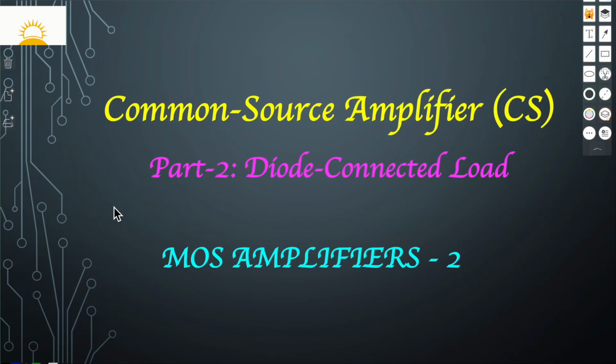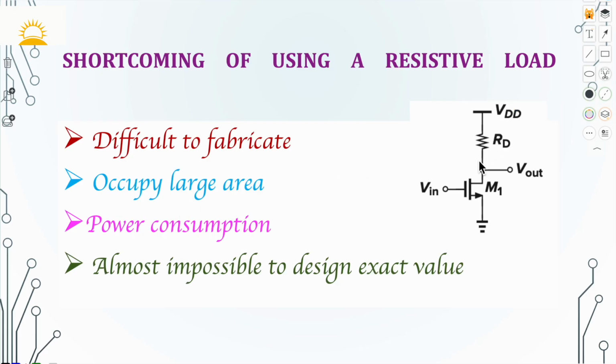Welcome once again. In the previous video, we studied the common source amplifier with resistive load. While using a resistor as load, there are some drawbacks: fabrication of a resistor with a tightly controlled value is difficult, it occupies a large chip area, and it also consumes large power. So what can be the alternative of a passive resistor?